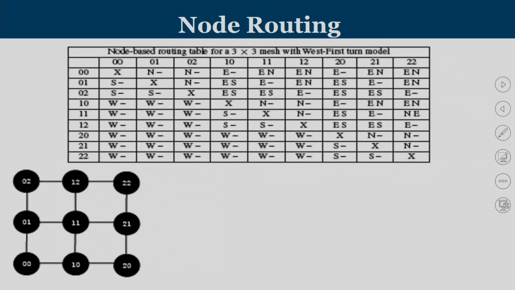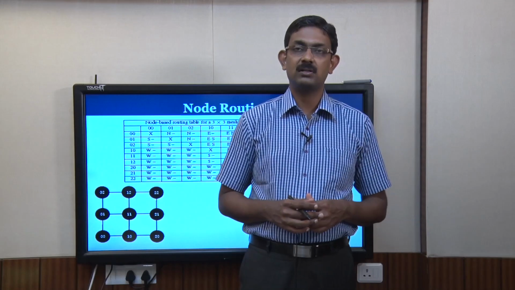The next type of routing is known as node routing. In source routing, you know the route right from the source. In the case of node routing, all the route transitions that you are going to take through your journey are not embedded in the packet. We are going to consult each and every intermediate router.